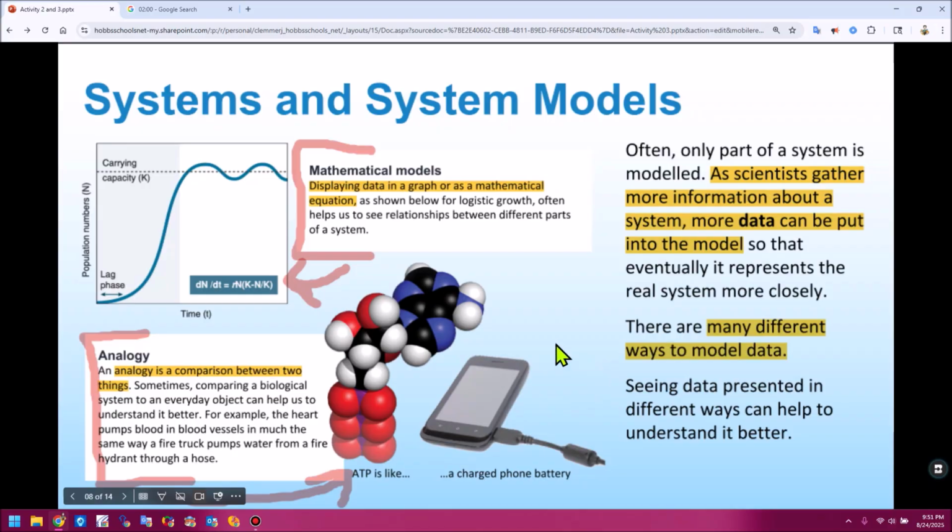Okay, everybody got everything down? Okay, so we're going to move on to our next objective. Our first objective was how systems and system models work together. We have one more video real quick to watch about models, and then we'll move into our next section.